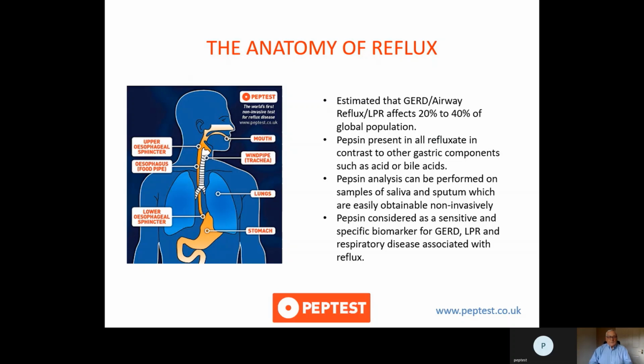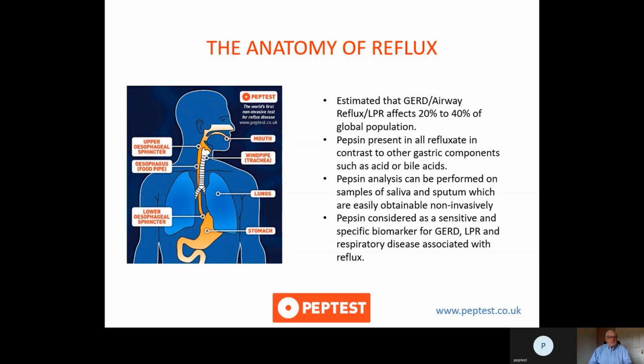We do know that pepsin in particular is present in all refluxate, which is in contrast to other gastric components such as acid and bile acids. And this is generally because of the pH of the refluxate, as pepsin is so active over a large pH range. Pepsin analysis is performed on samples of saliva and sputum, but there are also some other media it can be detected in, which I'll cover later on.